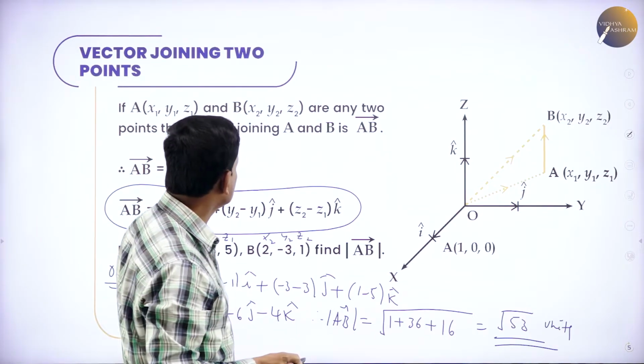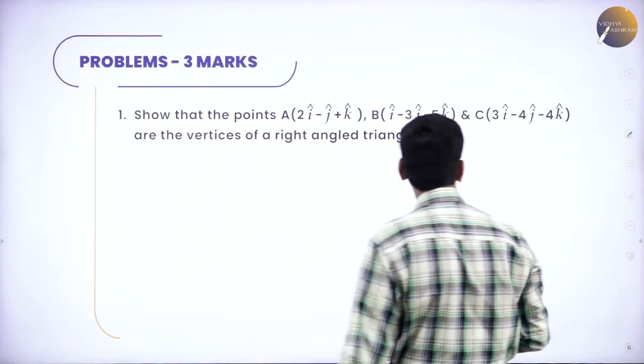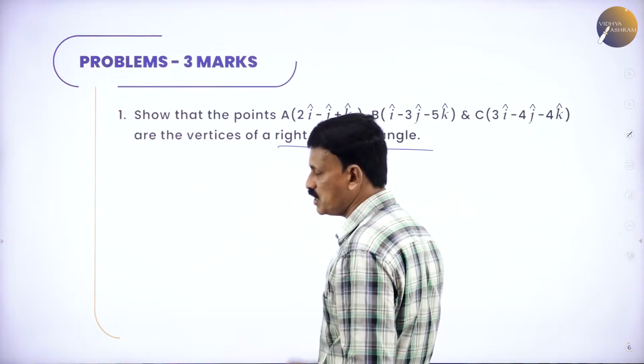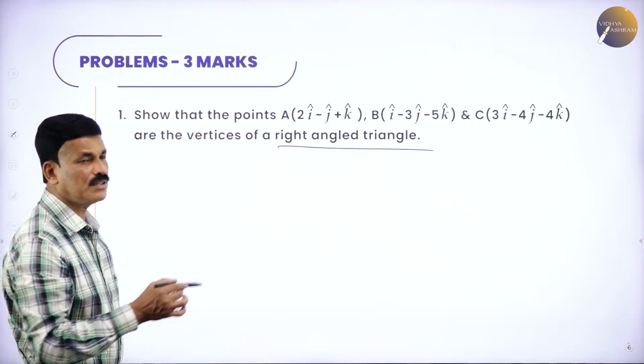Now let us come to the next problem. Show that the points A, B and C are the vertices of a right angle. This is very important for 3 marks. Now what is to prove here is this is given. Now what are the points given?